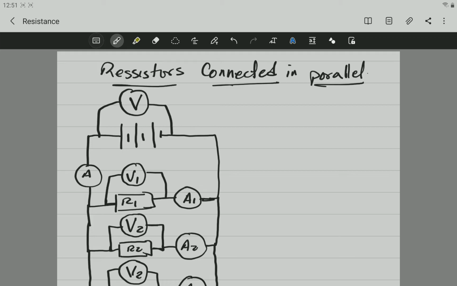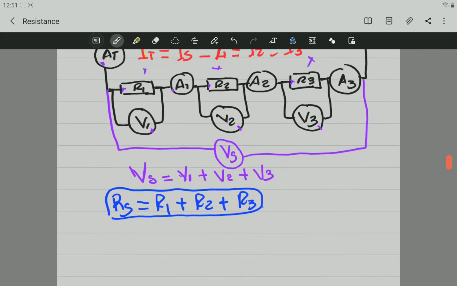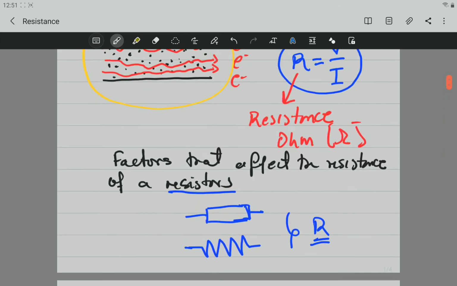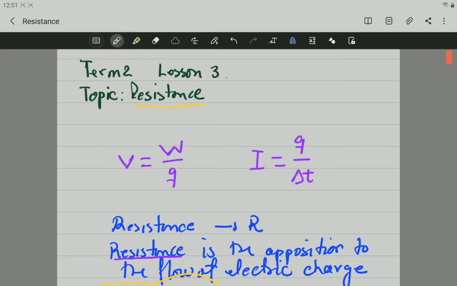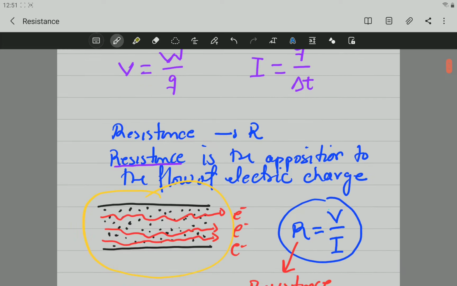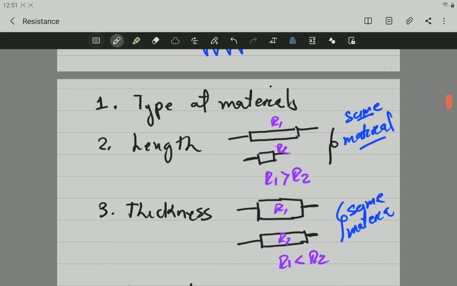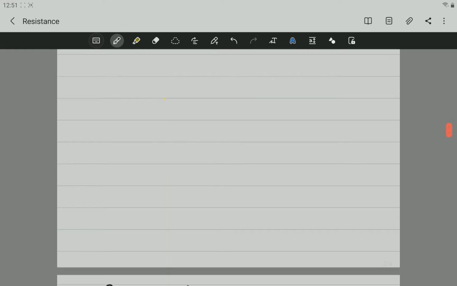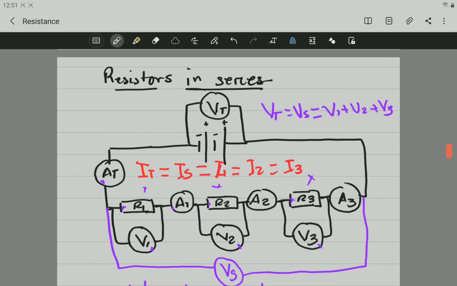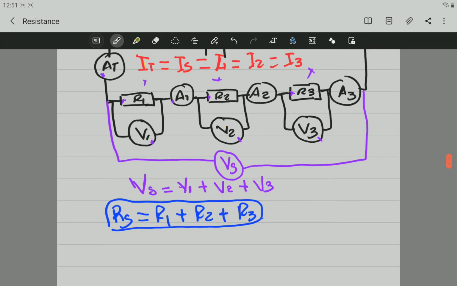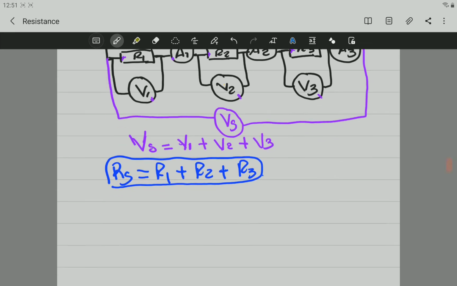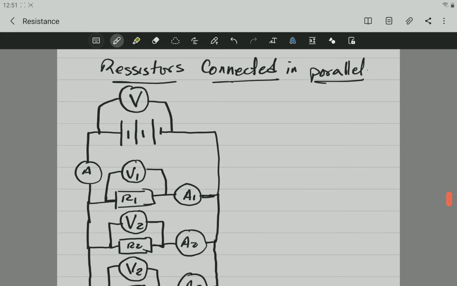All right. So now, previously we did two videos. One of them was just about resistance, in which we define resistance. We mentioned the factors that affect the resistance of a resistor. Then later on, we did another video of resistors connected in series. How does potential difference, how does current, and how does resistance behave when resistors are connected in series. Now, today we're going to be looking at resistors connected in parallel.